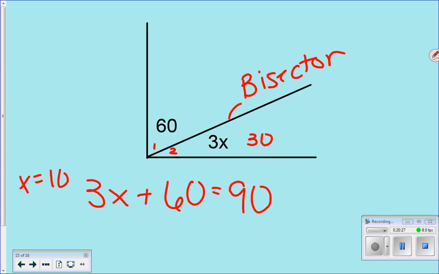Not too bad? Okay. Let's look at your homework. What do I got? 1 through 12 and 19 through 24. Let's look at that quick.